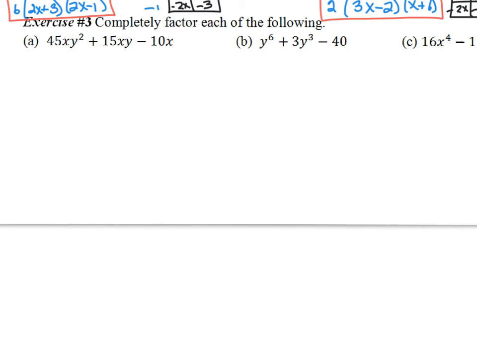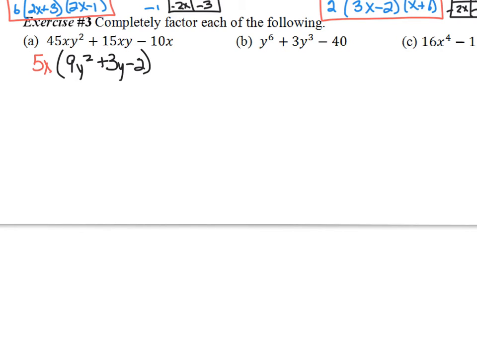For exercise 3, we have a little bit more of a challenge with each of these problems. So let's look at part A together. 45xy squared plus 15xy minus 10x. Do you notice that we have a GCF in this case, not only just the number 5, but I can also take an x out of all of the terms. So when I factor out a 5x, I'm going to be left with 9y squared plus 3y minus 2.